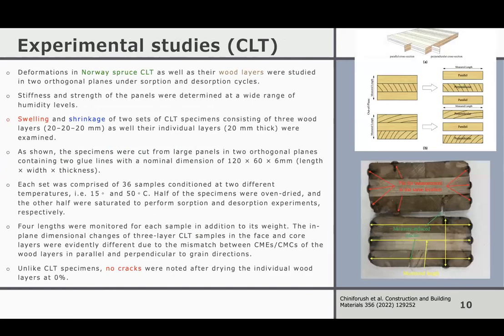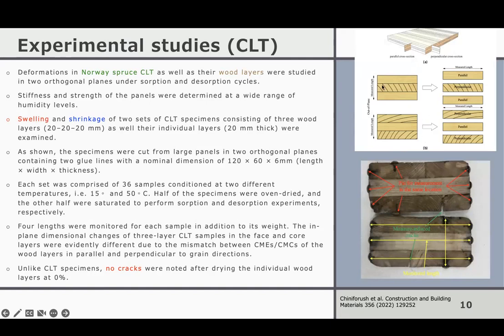After that, we decided to look at CLT and see if CLT is also very stable. So the short answer was not as stable as glue-lam in the in-plane directions, but let's see how we made that conclusion. So essentially, this is what we did. We had a CLT panel. We took cross-sections in two different directions. We took these samples, and under sorption and desorption, we looked at how they expand and shrink.